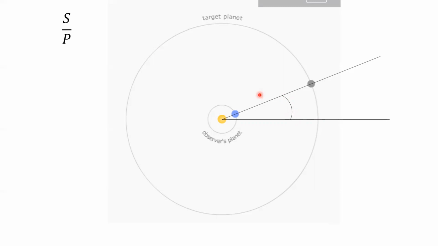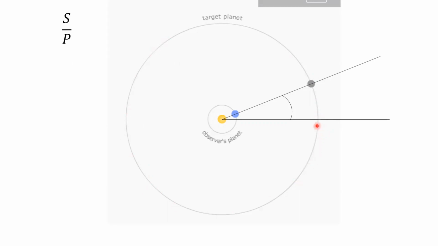I want to ask the amount of time it takes Jupiter, let's just call this Jupiter. The amount of time it takes Jupiter to go from here to here. How does that compare to the amount of time it takes Jupiter to go all the way around the sun? That's the ratio that I'm talking about right now. The amount of time it takes Jupiter to go from here to here compared to the amount of time it would take Jupiter to go all the way around the sun.